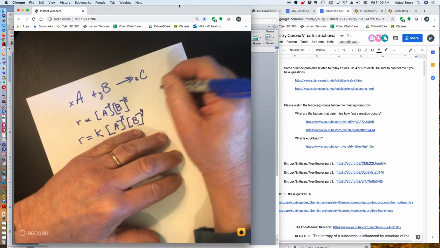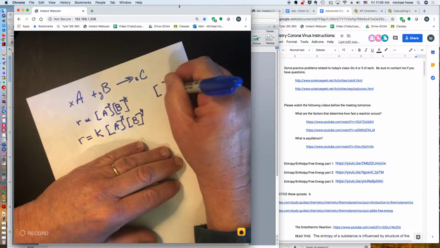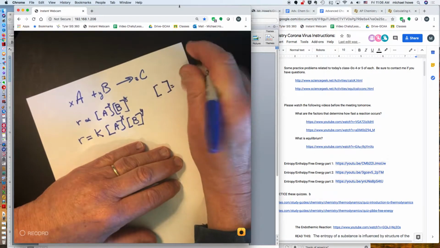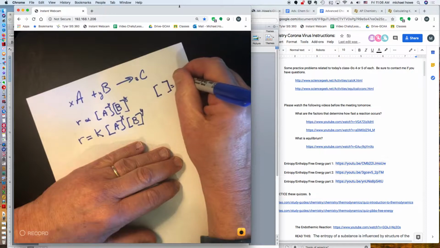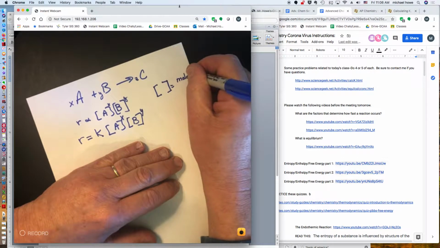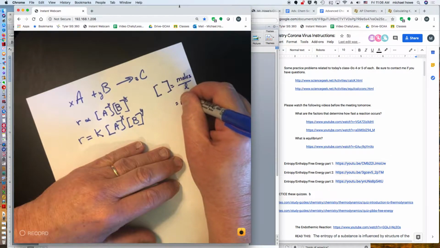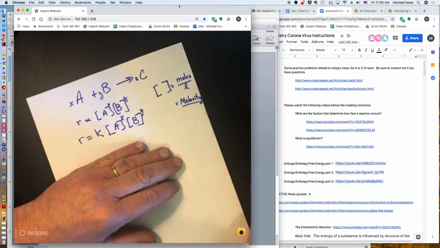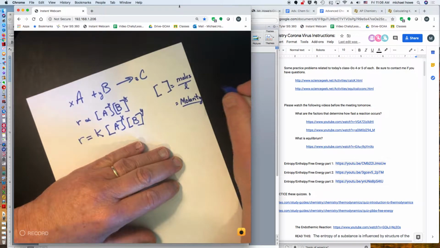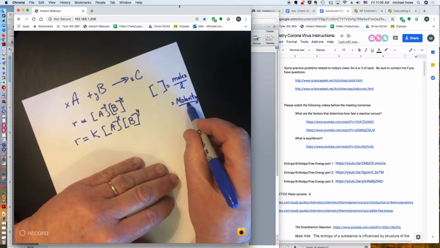These brackets, the brackets that I've been writing, when you see those, that means concentration in moles per liter, which is also known as molarity. We've talked about that before, but moles per liter means molarity. All right, so the brackets, moles per liter, is molarity, M-O-L-A-R-I-T-Y.